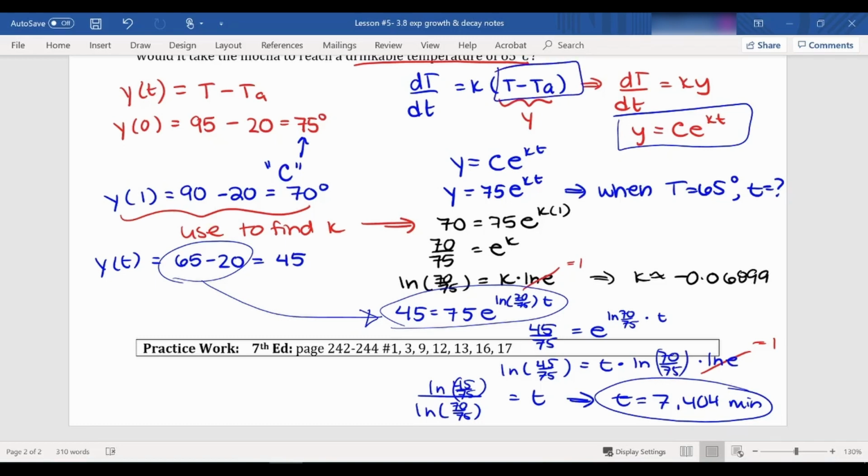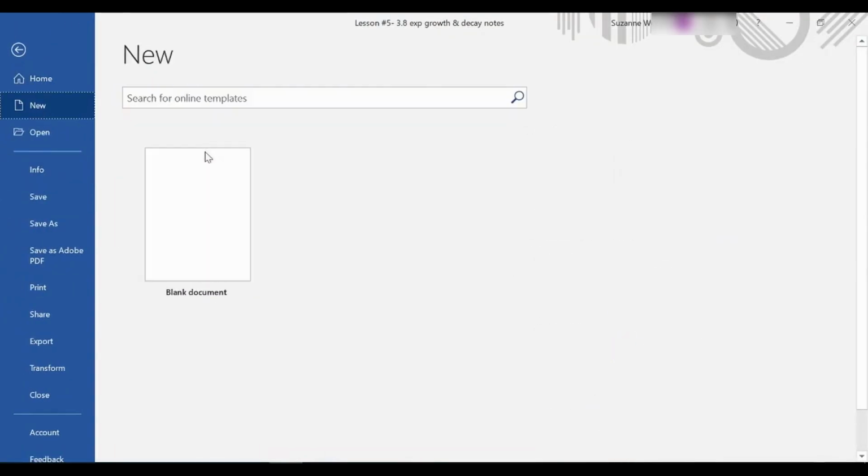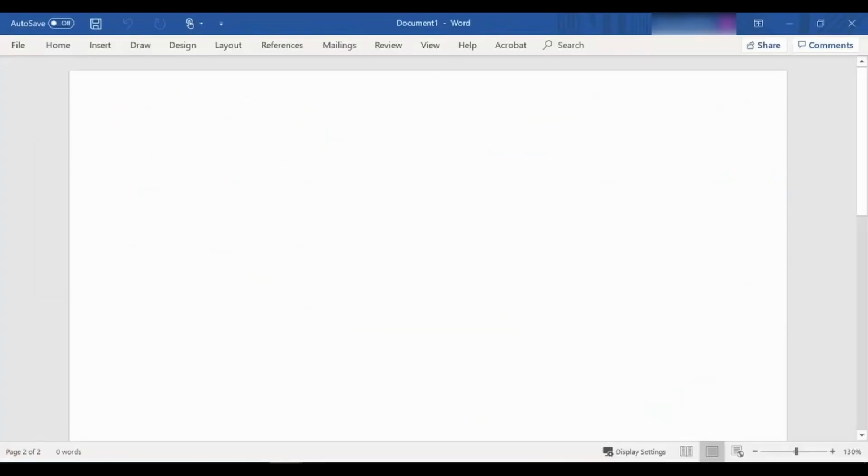So we had to use the information after a minute to find our k, and then we had to use that to find what our little t is when the big T is 65. Now, there is another way of doing this question. I'm just going to write this down on a new piece of paper here. The other way of doing this question would be to use the TA plus TI minus TA formula that I gave you.